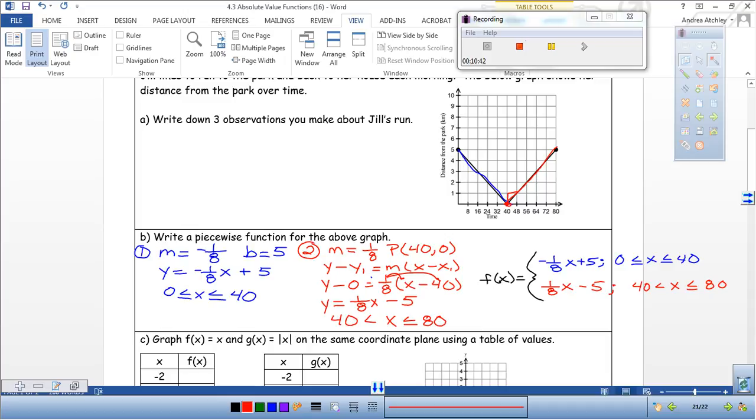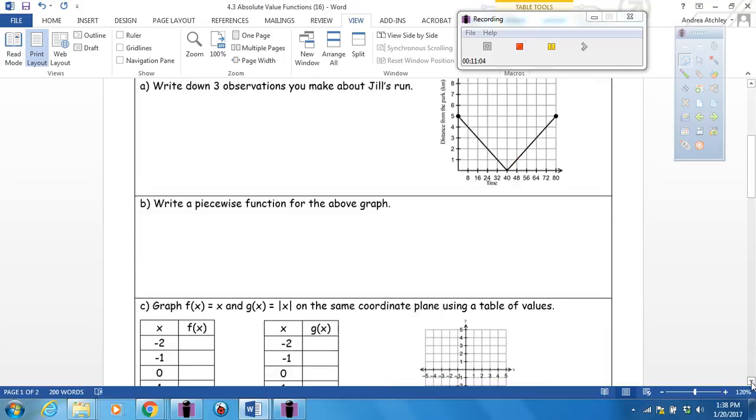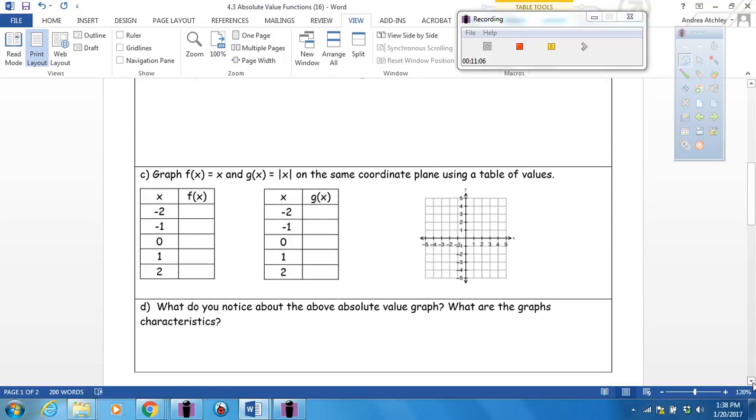Okay. Now we're going to show you how to graph an absolute value equation. Absolute value equations are very similar to, or can be written as, a piecewise function, so that's why we're doing them together. So we're showing the similarities between the piecewise and the absolute values.